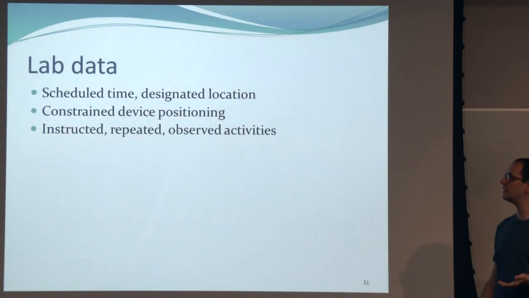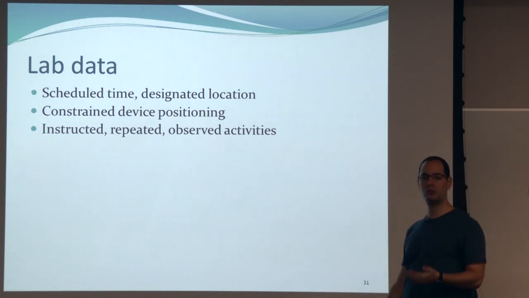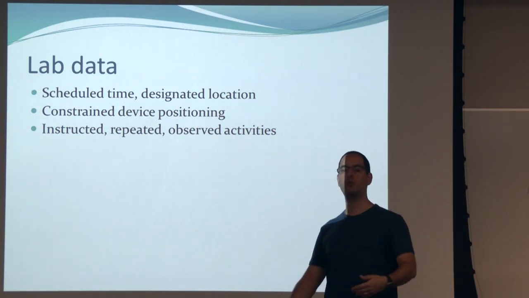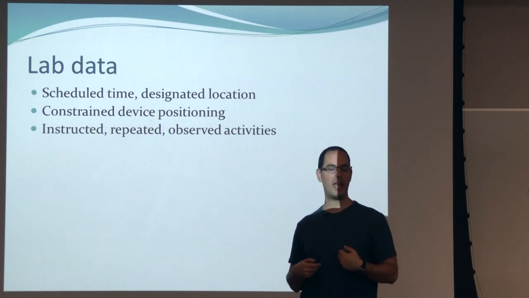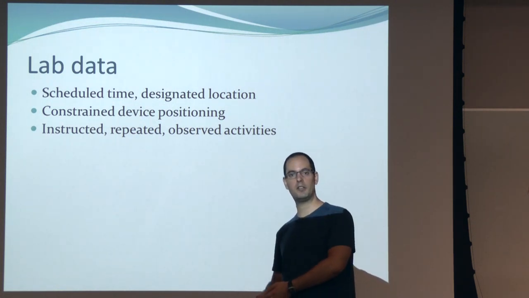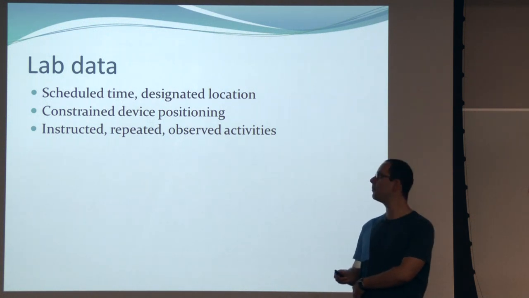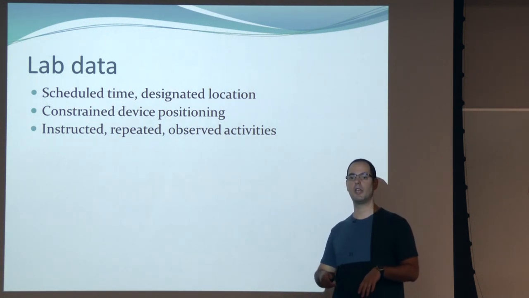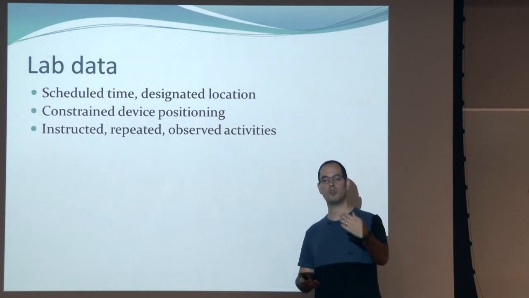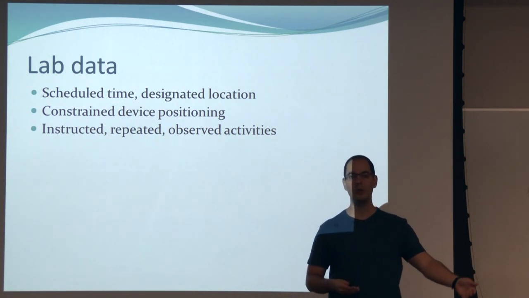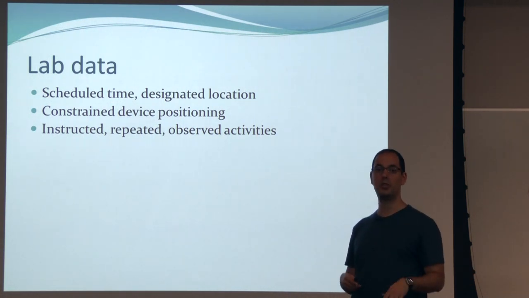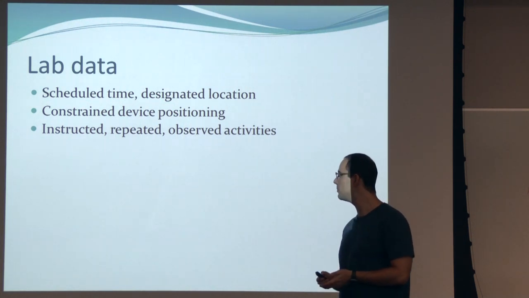Earlier studies collected data in a lab setting in controlled conditions. They would invite participants to the lab on scheduled time to a designated location. They would position the devices on particular places on the body, and they would instruct them. They had a script. They would instruct the person what to do. They would observe it, and these scripts would be repeated by different participants.